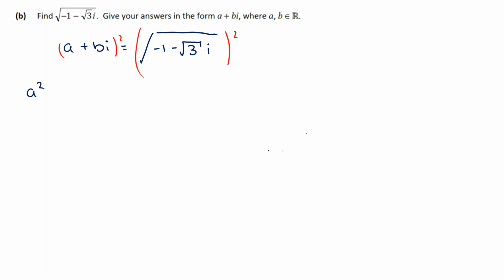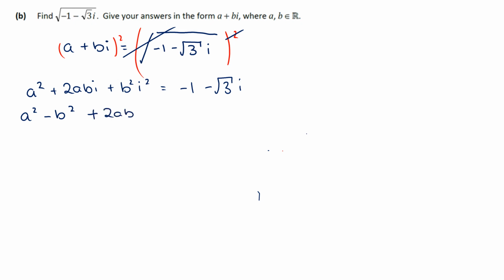So a squared plus 2abi plus b squared i squared. So we're going to sub in for that i squared. The square root and the square cancel, so that's minus 1 minus root 3i. So we get a squared minus b squared plus 2abi, and that equals minus 1 minus root 3i. So we're going to focus in on the real numbers, and the real numbers give us a squared minus b squared equals minus 1. That's kind of like our first equation.